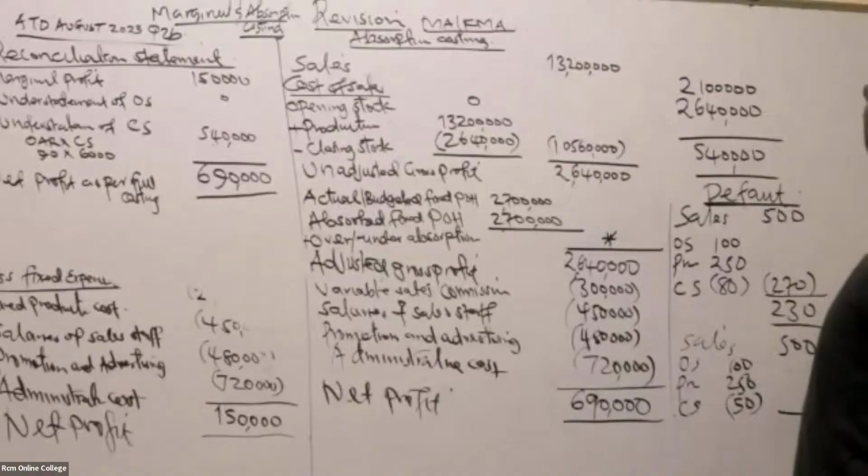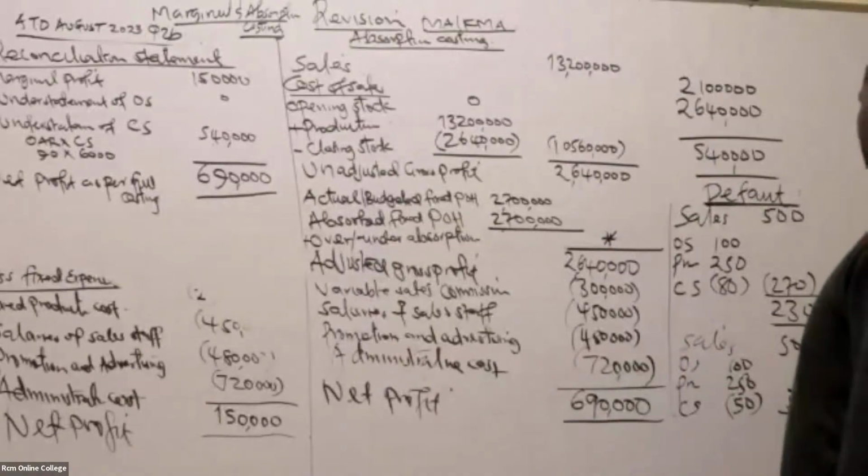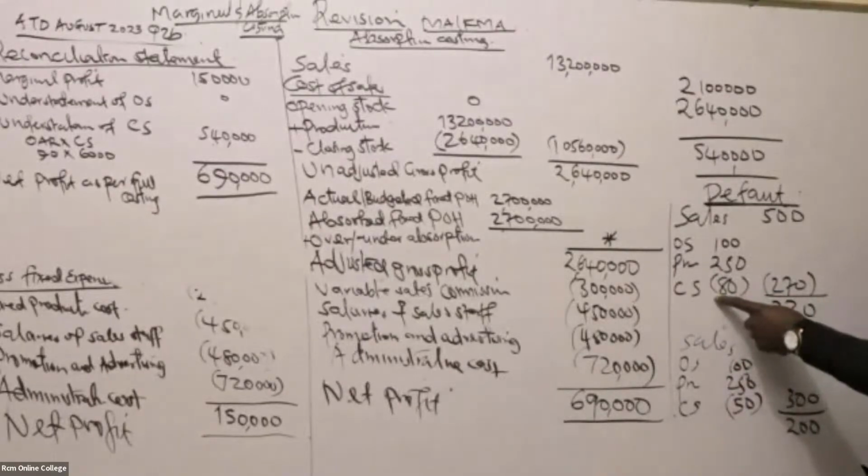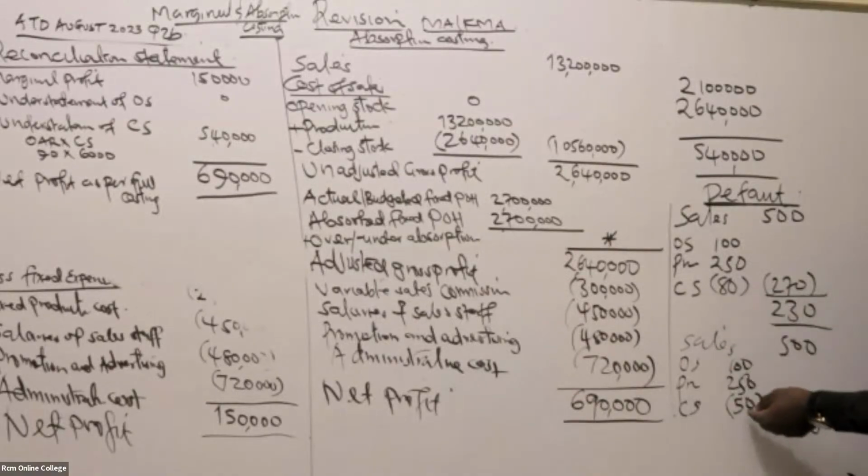So what is the cost of sales? 100 plus 250, that is 350. Minus 50, 300. What will we have here? It will give us 200. Right? When I now understate closing stock from 80 to 50, that is understating it by 30.